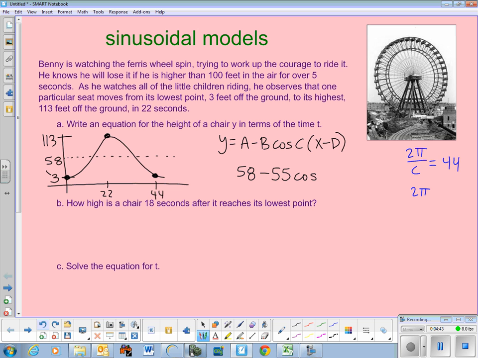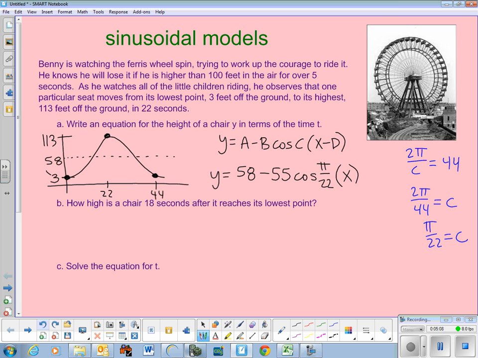So it's actually I think a little bit better in radians than degrees. So this means 2 pi over 44 equals C, or pi over 22. So pi over 22 goes here, just working that little process backwards. And x, and again, I don't have any left or right shift because I started at the bottom, at the absolute minimum height.